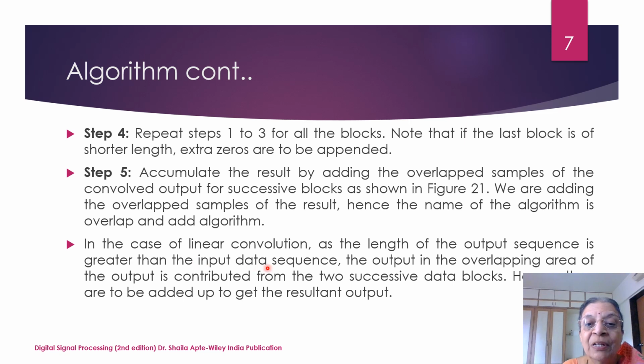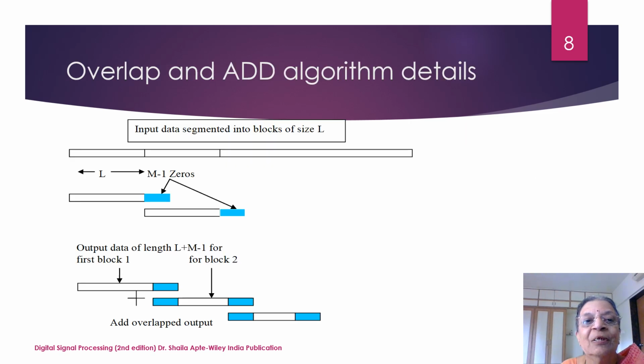Now in case of linear convolution, the length of the output sequence is greater than the input data sequence. It is L plus M minus 1, whereas the data sequence length is just L. The output in the overlapping area is contributed from the successive data blocks, right? So that is why we have to add up. Now just see the overlap and add algorithm in detail.